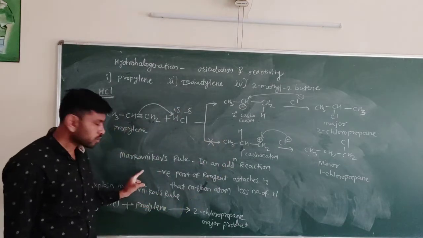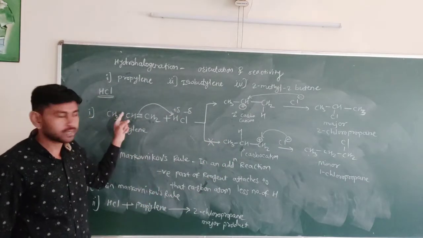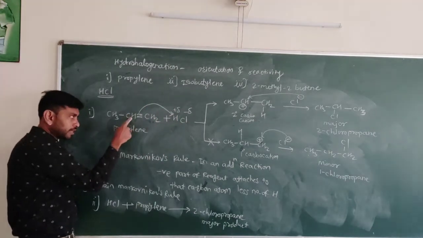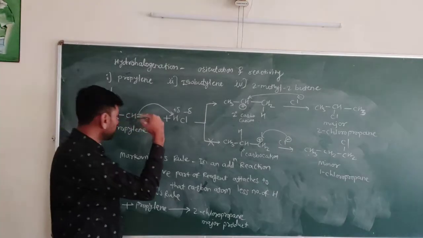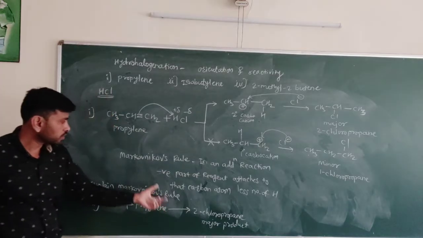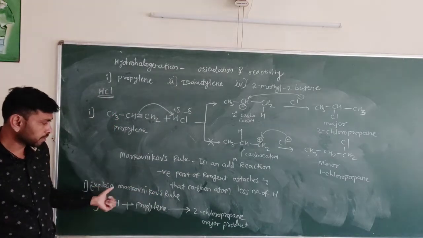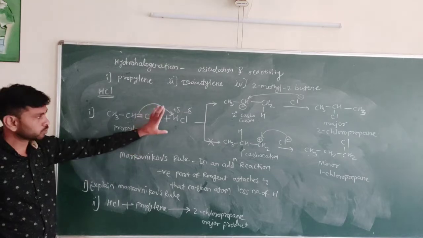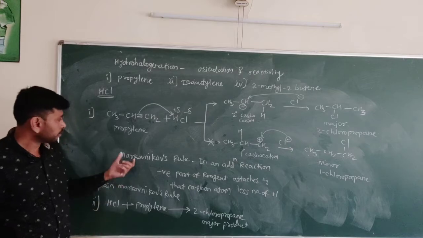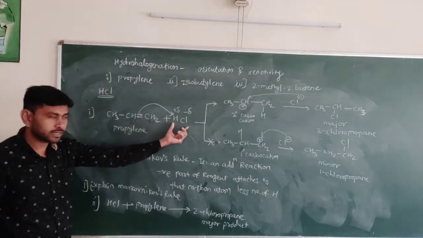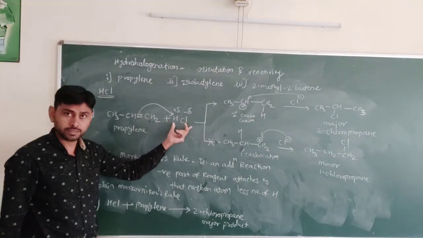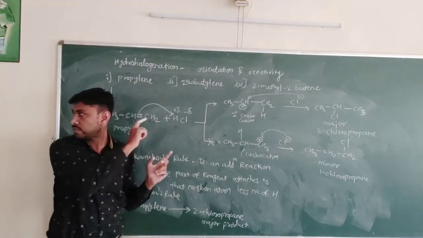So this is Markovnikov's rule, which states that in an addition reaction, the negative part of the reagent attaches to that carbon atom which contains less number of hydrogens. Another question: explain Markovnikov's rule with suitable example. You can explain by taking this example too. In an addition reaction, they may change the substrate as well as the reagent, but the concept is the same.